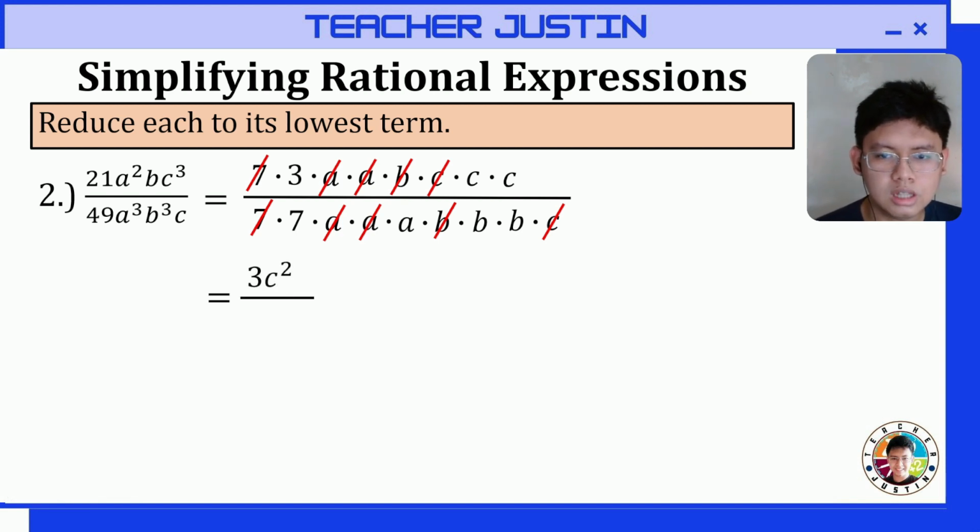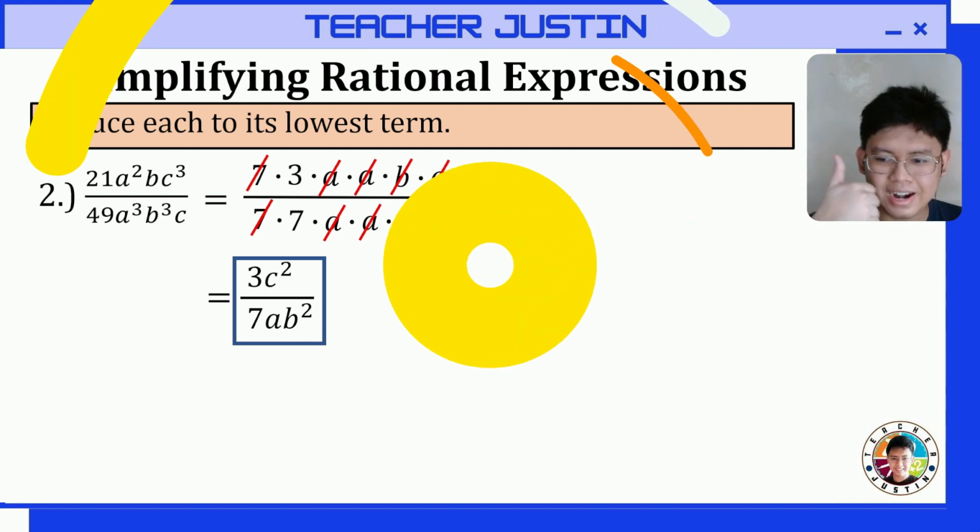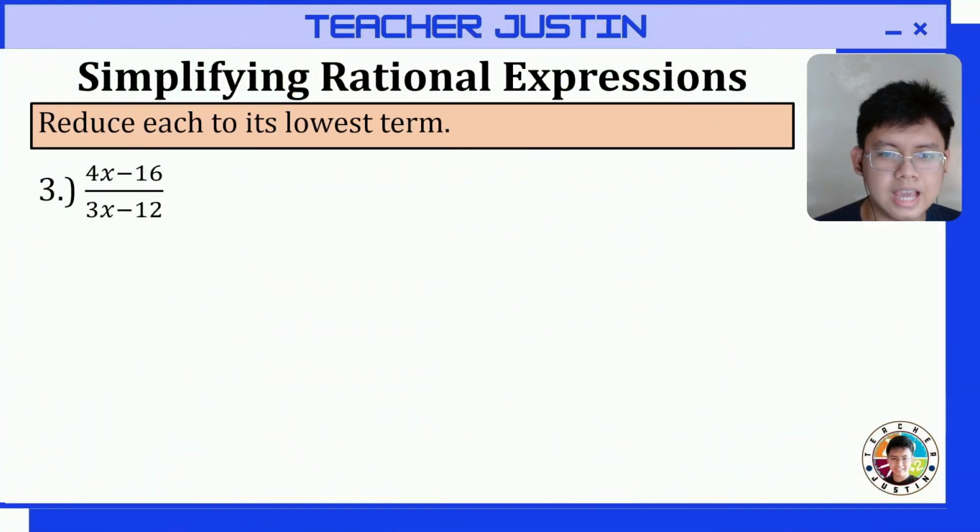Sa denominator naman, ano yung natira? So, we have 7 times A times B times B. So, that will be equal to 7ab squared. So, that will be our simplified form of this rational expression, which is 3c squared all over 7ab squared. And that's it. Ta-da! Alright. Okay, let's have this third item. Let's simplify 4x minus 16 all over 3x minus 12.